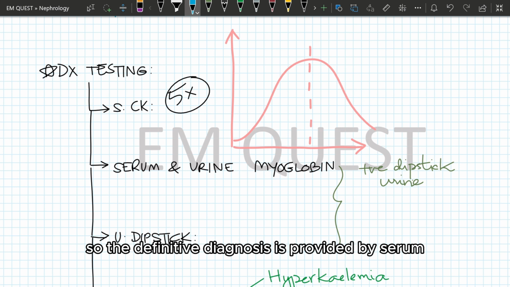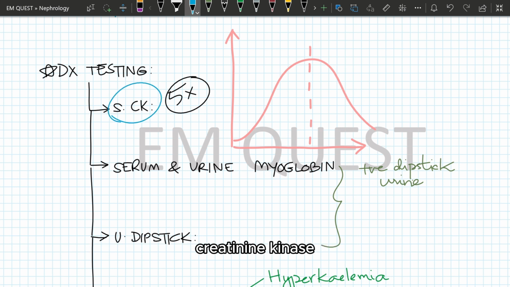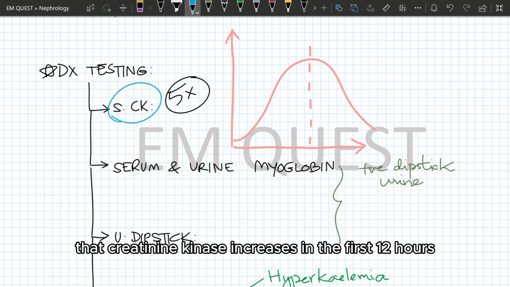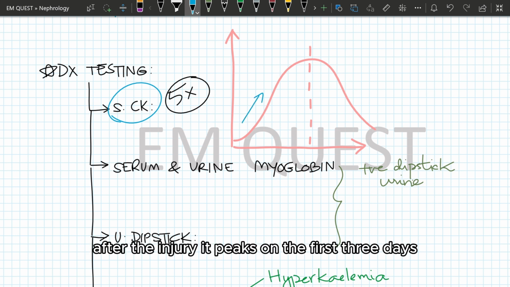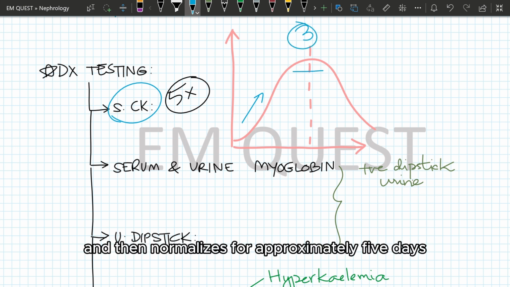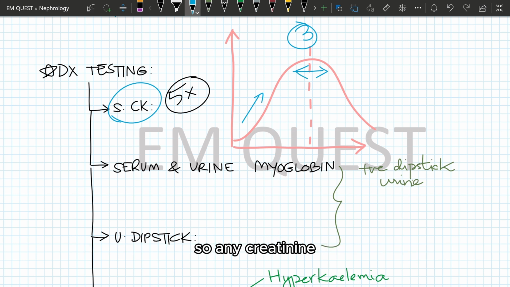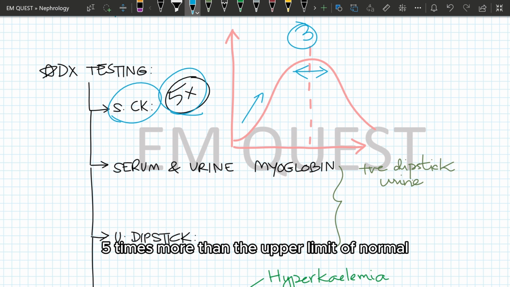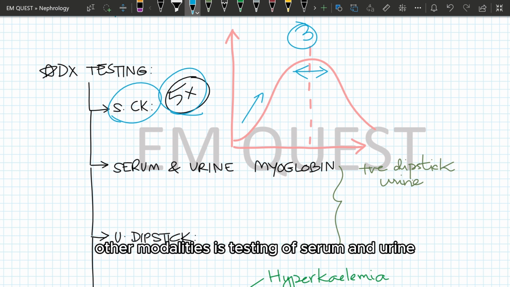So the definitive diagnosis is provided by serum creatine kinase. We can see in this graph that creatine kinase increases in the first 12 hours after the injury. It peaks in the first 3 days and then normalizes over approximately 5 days. Any creatine kinase level that is about 5 times more than the upper limit of normal confirms the diagnosis of rhabdomyolysis. Other modalities are testing of serum and urine myoglobin.